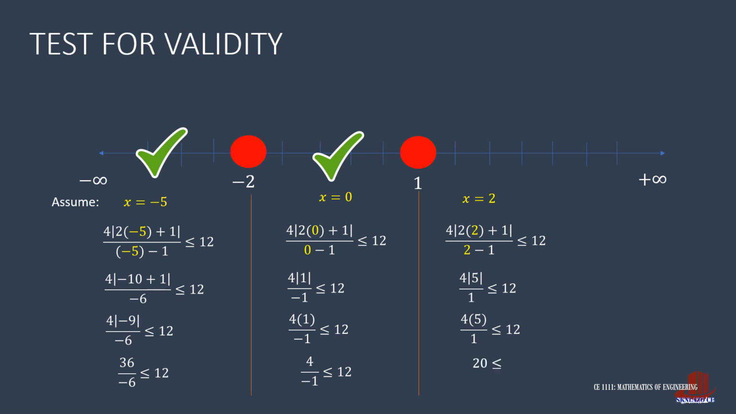So from the test, we can observe that the range of answers for this is -infinity all the way to +1.